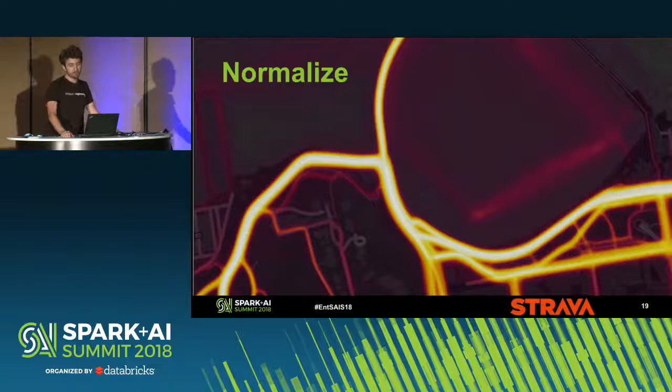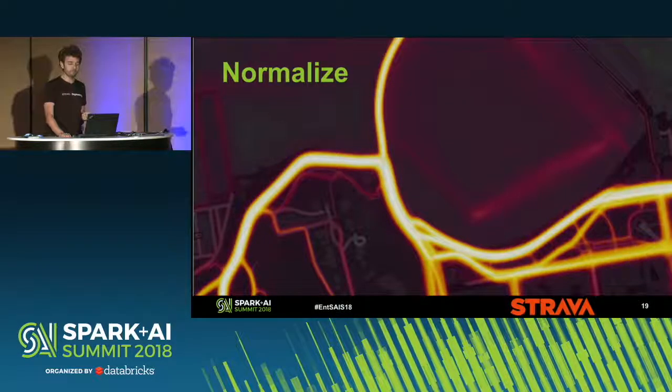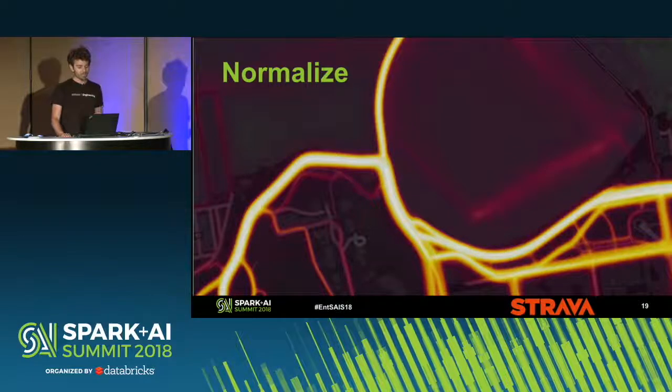All right, so after rasterization, you basically have these raw counts of every pixel. So the data there can range from 1, which is the minimum amount, to probably tens, if not hundreds of millions in really popular areas. So to actually visualize this data, we have to normalize it into a bounded range.